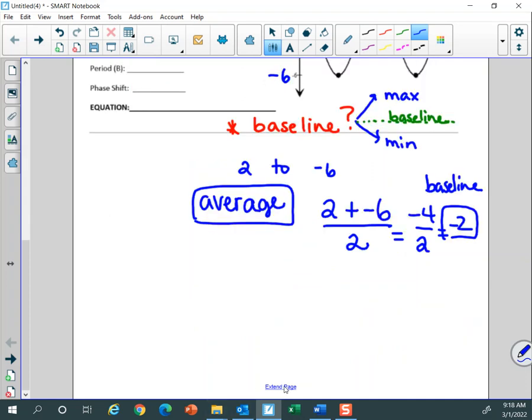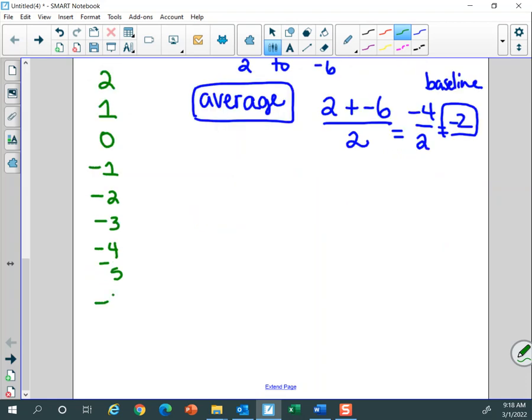If you don't like that, if you're like, I hate adding and subtracting with positive and negative numbers, think about if you were going to go from 2 to -6. 2, 1, 0, oops, backwards. This is going to look weird. Okay. Maybe I'll do it this way. So it'll be 2, 1, 0, -1, -2, -3, -4, -5, -6.